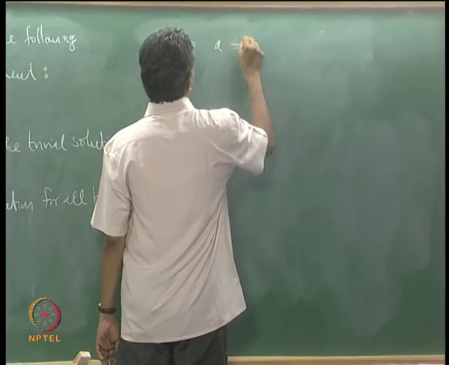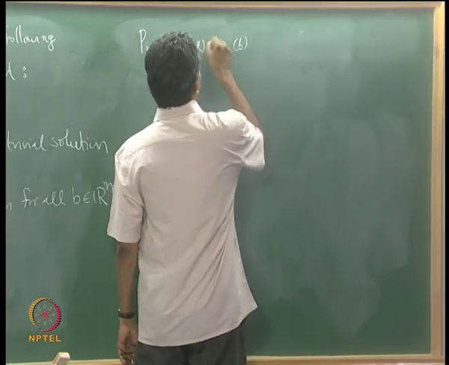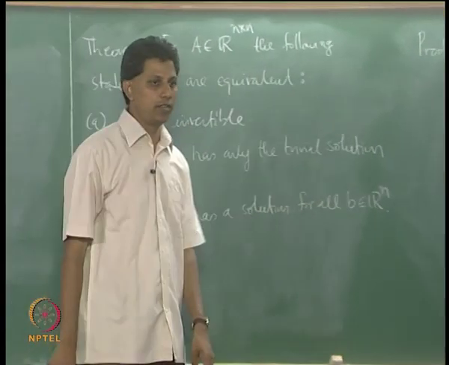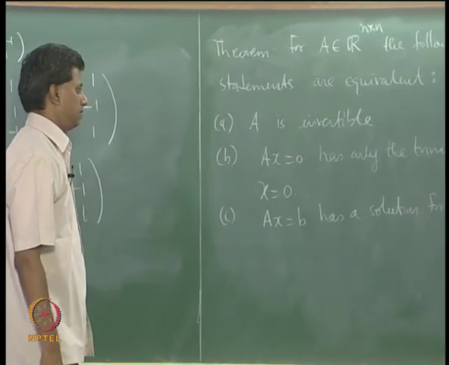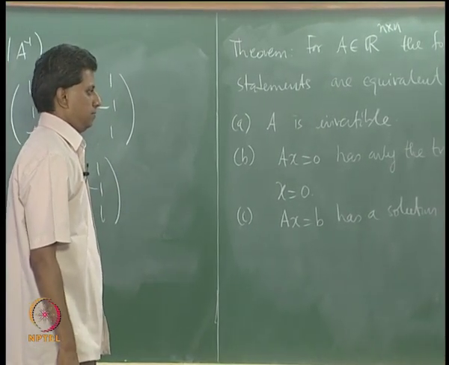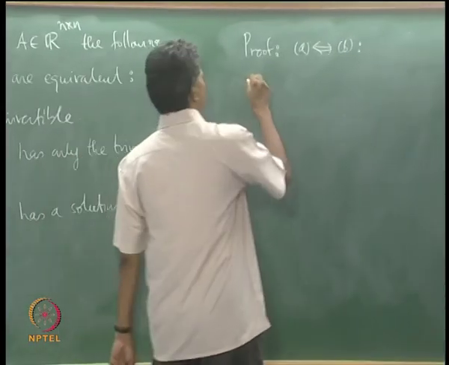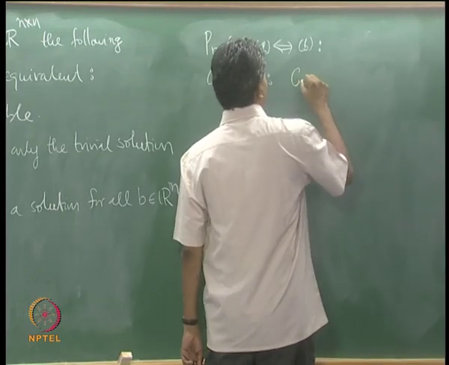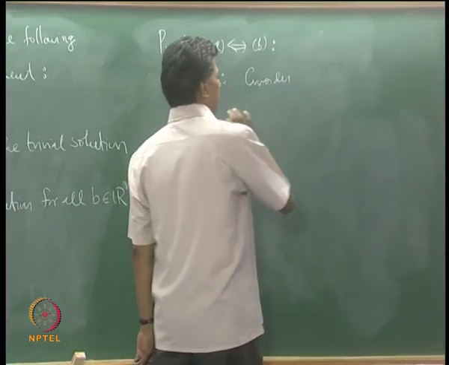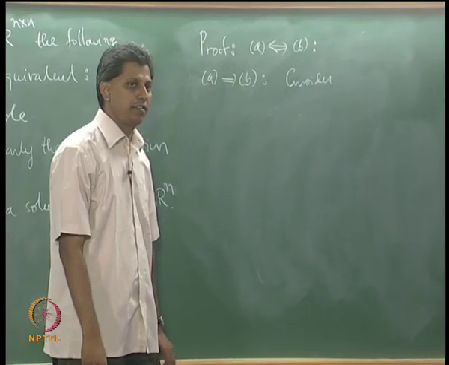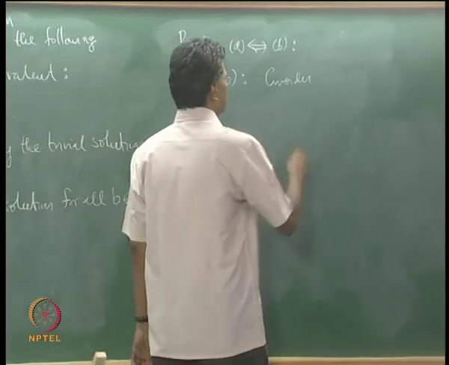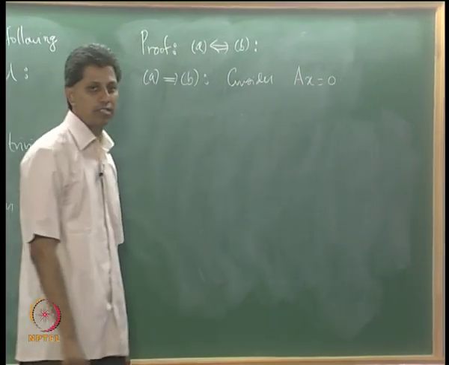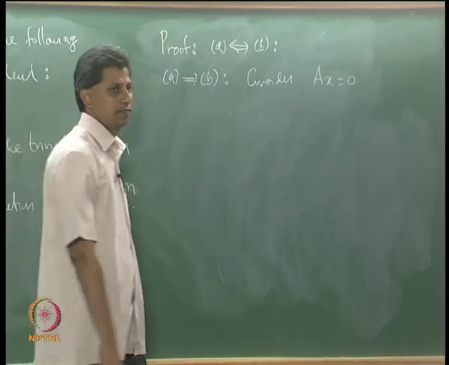Proof. As I mentioned, I want to show that A and B are equivalent. First A implies B. So statement A is with me. A is invertible. Consider the system Ax equal to 0. I know that A inverse exists. I will pre-multiply by A inverse.